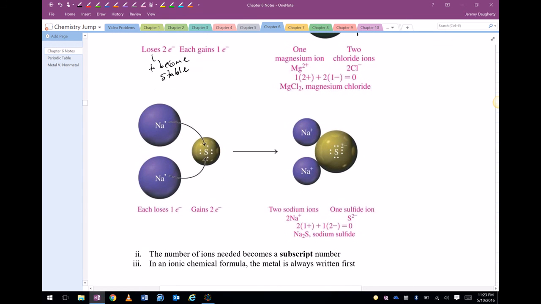And we can look at the other way as well. Here's sodium. It's going to form a positive 1. Sulfur is going to form a negative 2. That doesn't equal 0. I need another positive 1.